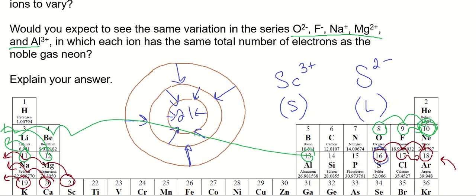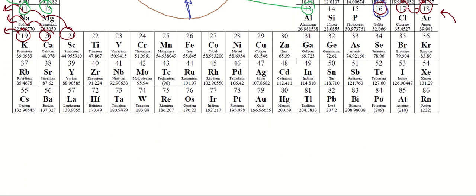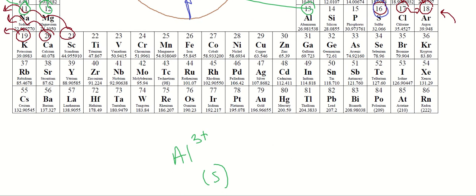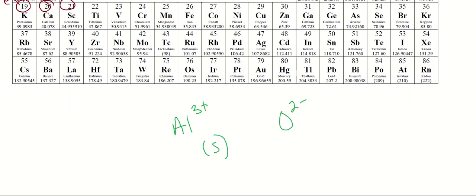So aluminum, because they all have 10 electrons, but because aluminum has the greatest nuclear charge, it's going to be the smallest. And on the other end of that range, oxide, which is O2 negative, gaining 2 electrons, only has 8 protons. That's going to be the largest, is what you would expect.